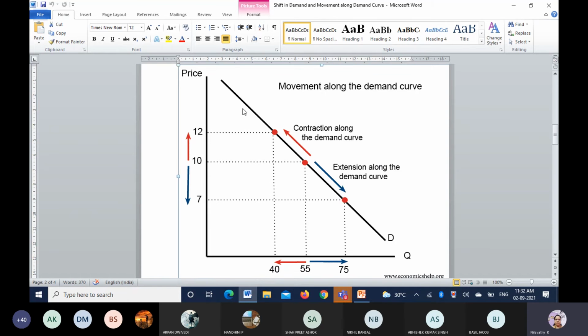Within the demand curve, the movement is operating. Here the price plays a very important role. When the price changes, how we change our demand determines whether we are contracting or expanding. And this, in one term, we call a movement in the demand curve.